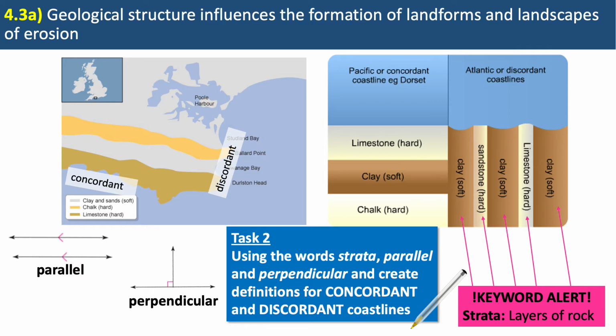So we've given you quite a few hints there. Please write a definition for concordant and discordant coastlines in your own words. If you're really serious, what you might do is also give some examples of where we can find those types of coastline. There is a map there to help you as well.